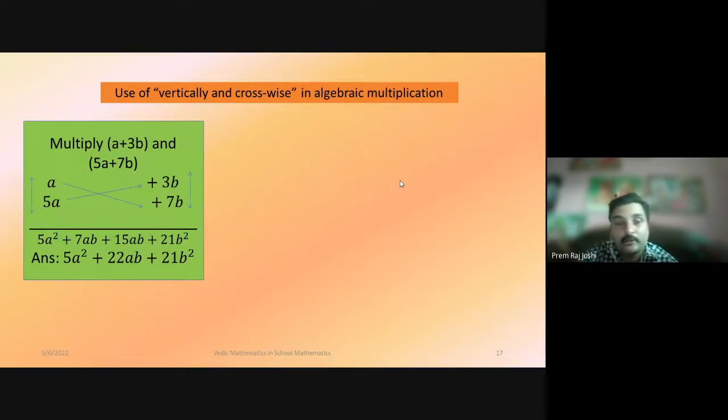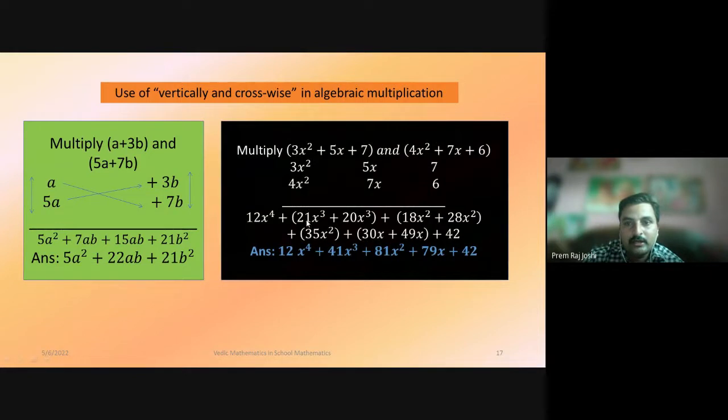In the lower or primary classes, students sometimes look for different methods and desire a different way to solve the problem. Although the method is the same, here we are multiplying a plus 3b and 5a plus 7b. We do the vertical multiplication of the first and last terms, giving 5a square and 21b square, and then the cross multiplication: a is multiplied with 7b and 5a is multiplied with 3b, by which we get the answer.